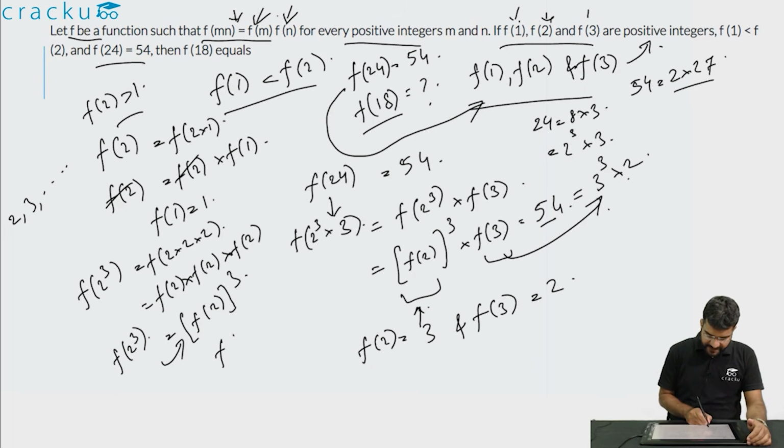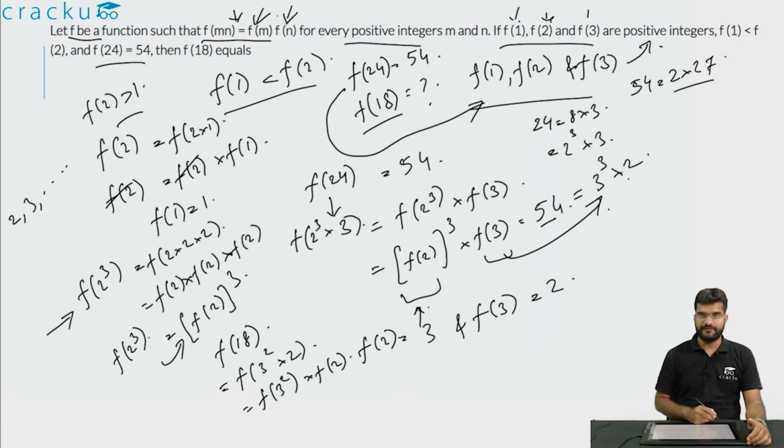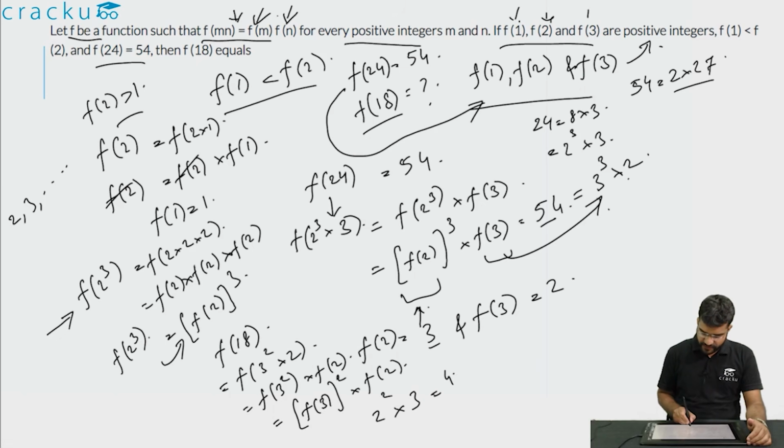Now we need to calculate f of 18. f of 18 is equal to f of 3 square, that is 9, into 2. f of 3 square will again be simplified as f of 3 square into f of 2. Similar to what we have found out about f of 2 cube, f of 3 square will be equal to f of 3 whole square into f of 2. f of 3 is 2, so it will be 2 square into f of 2, which is 3. So this is equal to 4 into 3, which is equal to 12. So the answer in this case is 12.